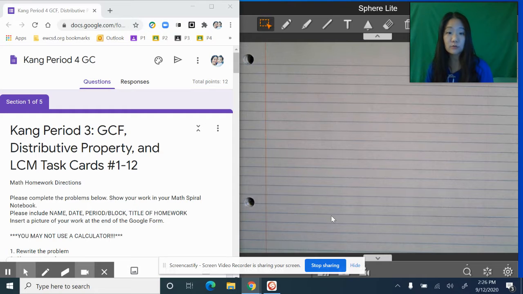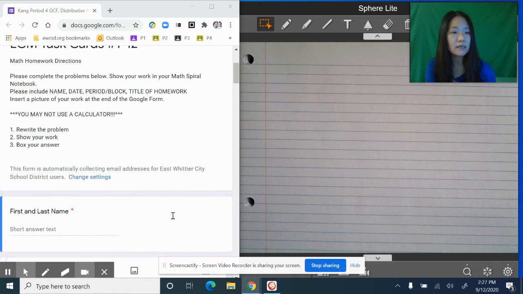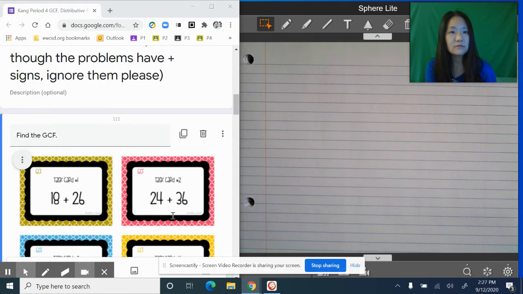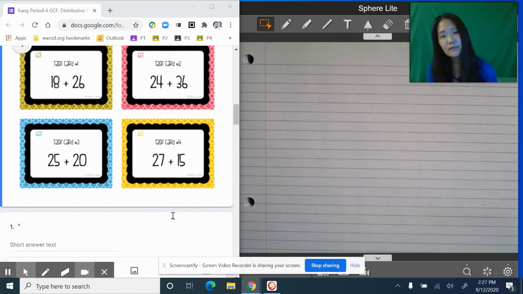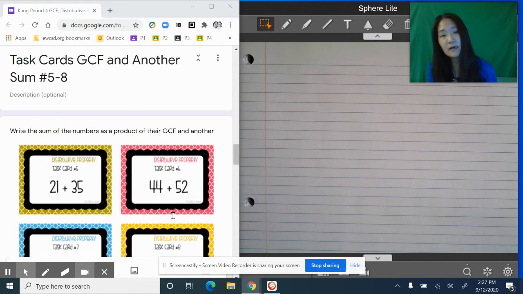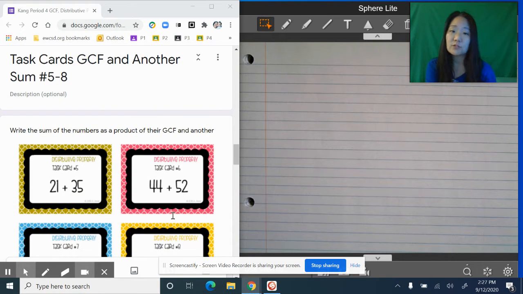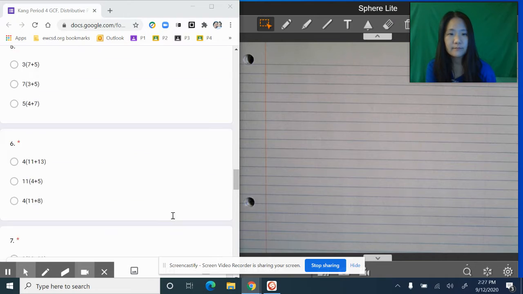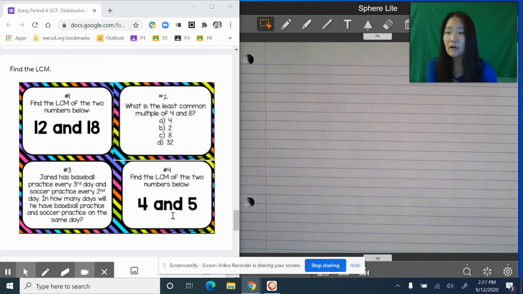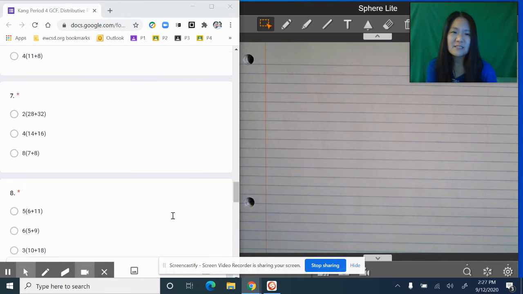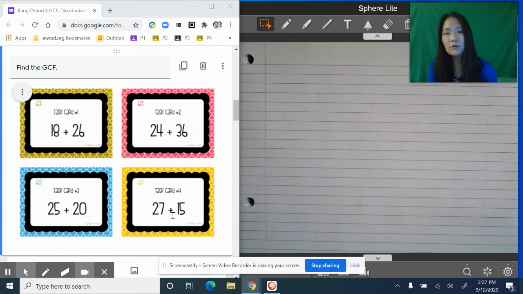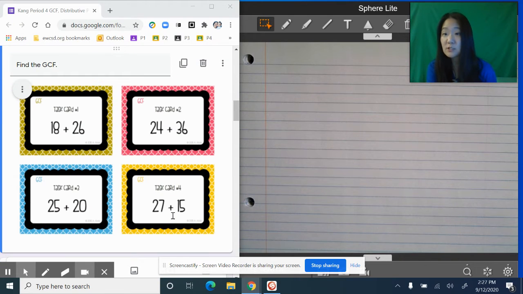For today's homework help, I'm going to go over the greatest common factor, distributive property, and least common multiple test cards 1 through 12. Since there are 12 problems and 3 sections to this homework, finding the greatest common factor, writing the sum as a product of their GCF and another sum, and the common multiples, I'm just going to go over one problem from each section.